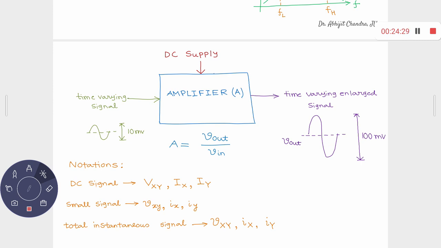Now, if the overall system is a linear or additive one, then whenever both of these two, the DC supply as well as the time varying signal, are applied, I can have the final output as the summation of the individual values. This will help us in analyzing the amplifier circuit from a different perspective. So, I am going into the details of this.